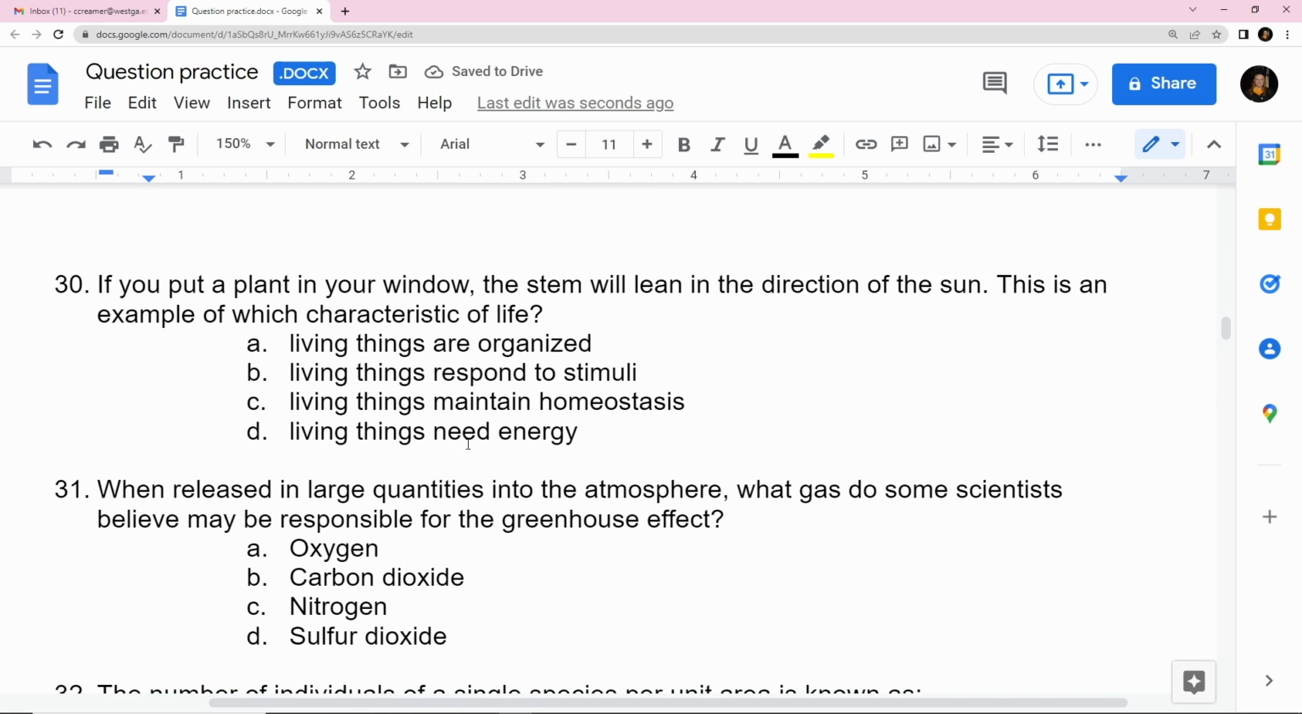Question 30. If you put a plant in your window, then the stem will lean in the direction of the sun. This is an example of which characteristic of life? Living things are organized, living things respond to stimuli, living things maintain homeostasis, or living things need energy. If you said B, living things respond to stimuli, you'd be correct.